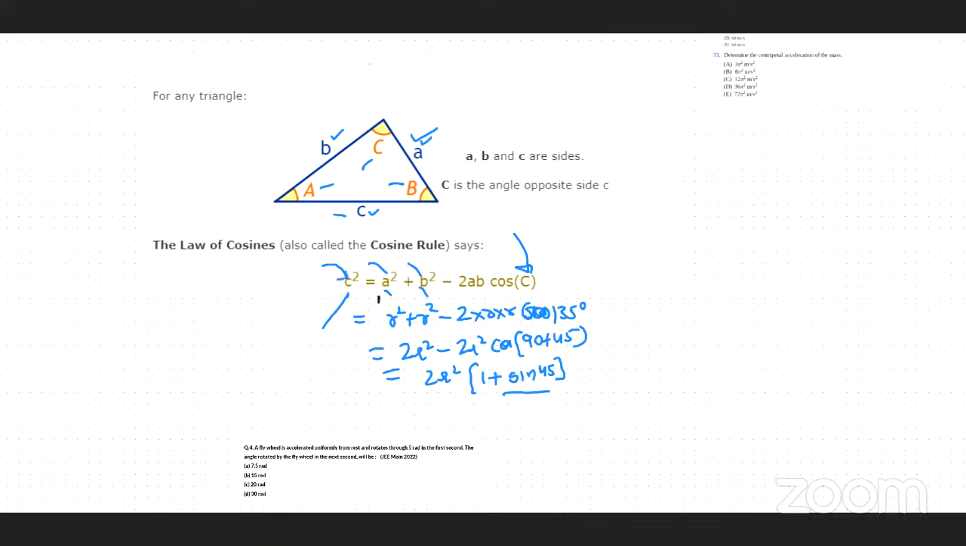So if c square is equal to a square plus b square minus 2ab cos of the angle between a and b, then length of b square can also be found out. I hope it is clear. Yes sir. तीनों allowed हैं.